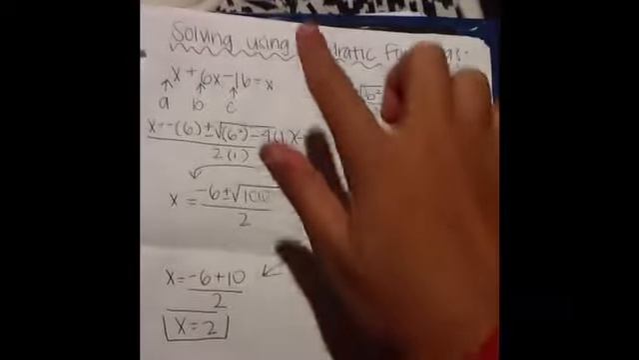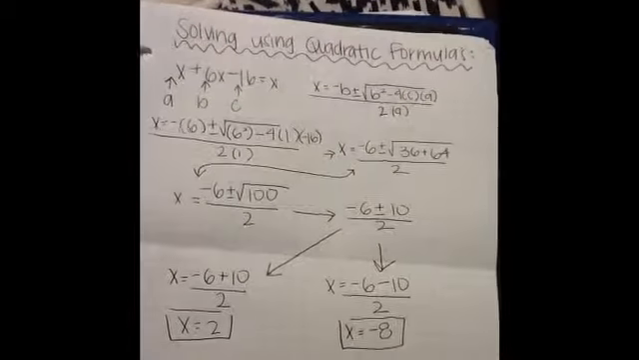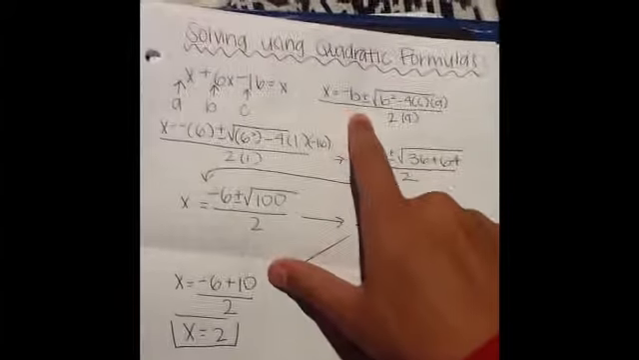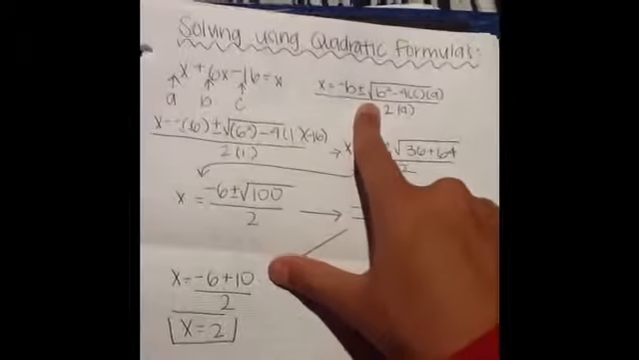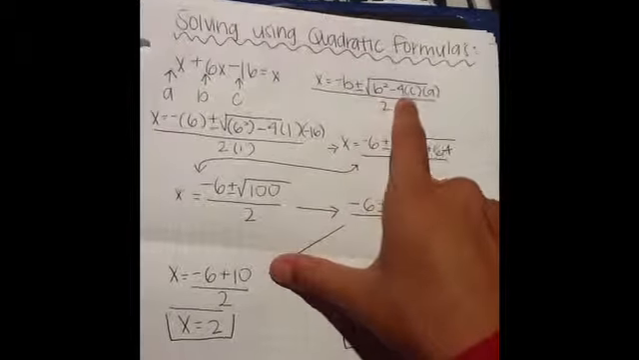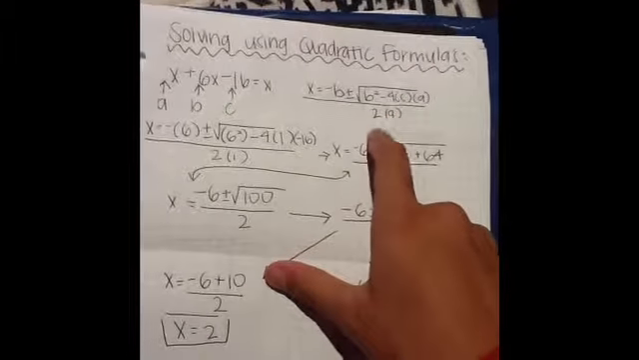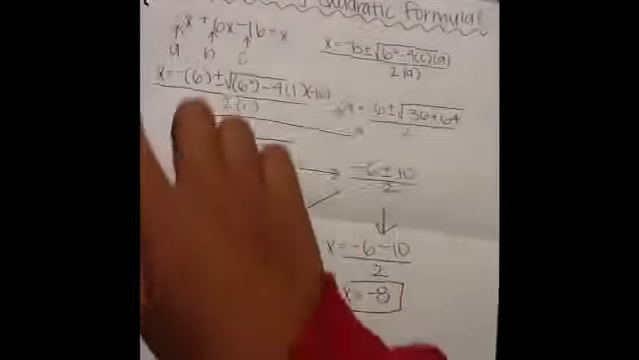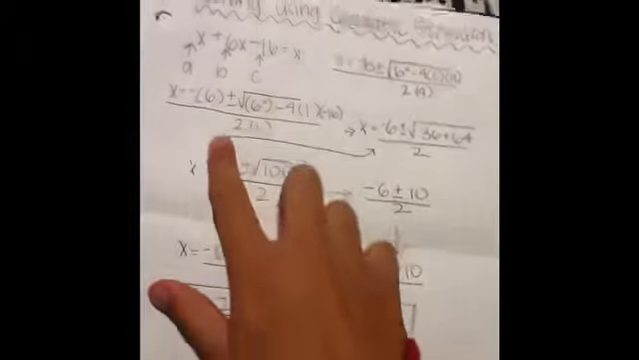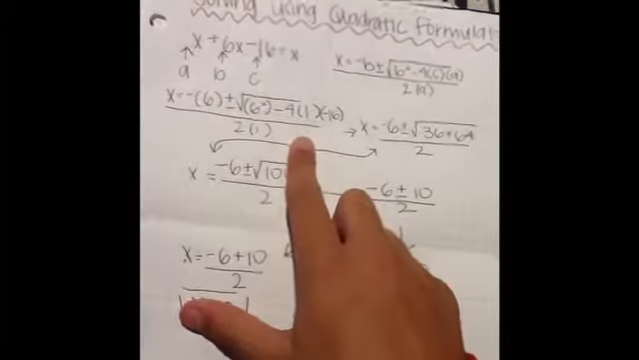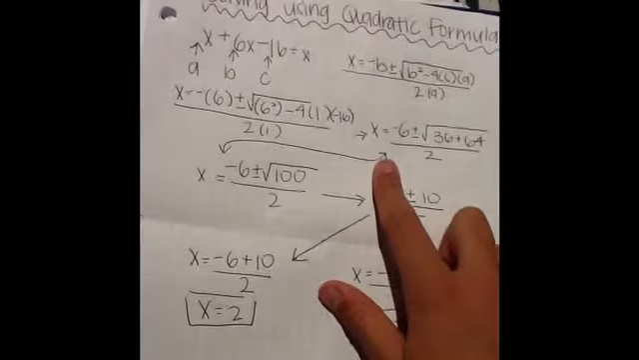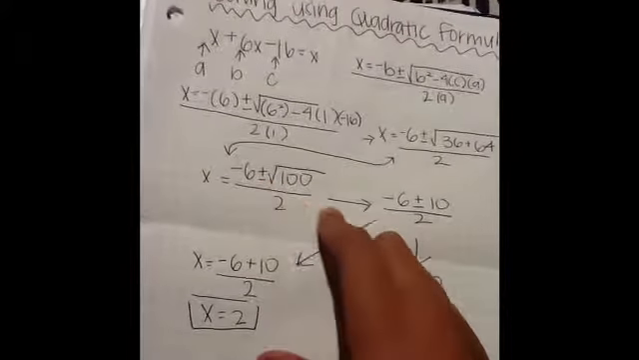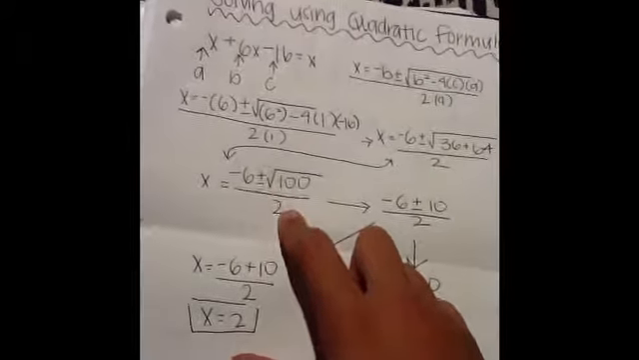When doing the quadratic formula, you use this equation: x equals negative b plus or minus the square root of b squared minus 4ac, all over 2a. Once you do that, you find your a, b, and c. You plug them into the formula, and once you plug them in, you simplify, and you end up getting plus or minus for both of them.